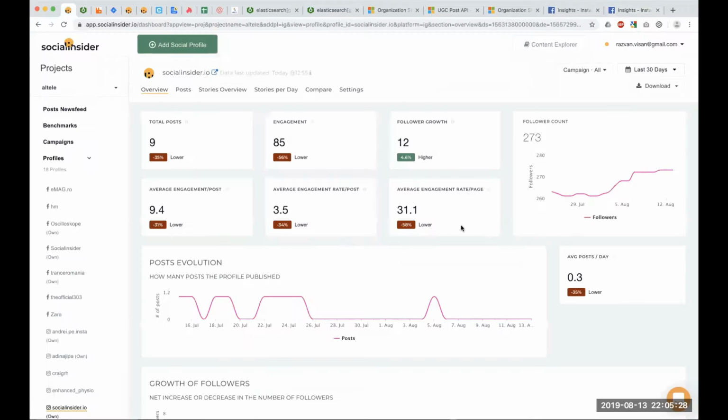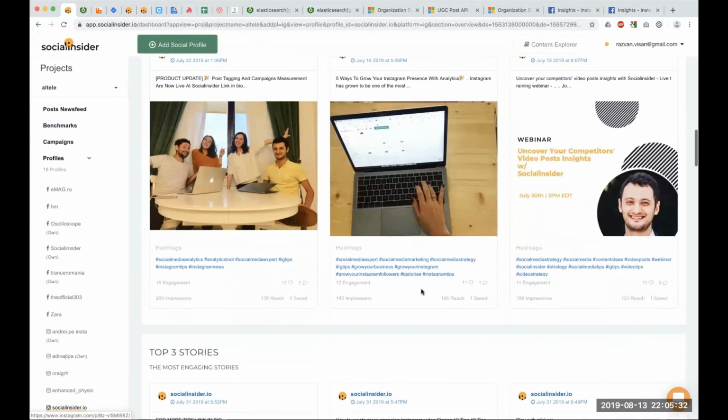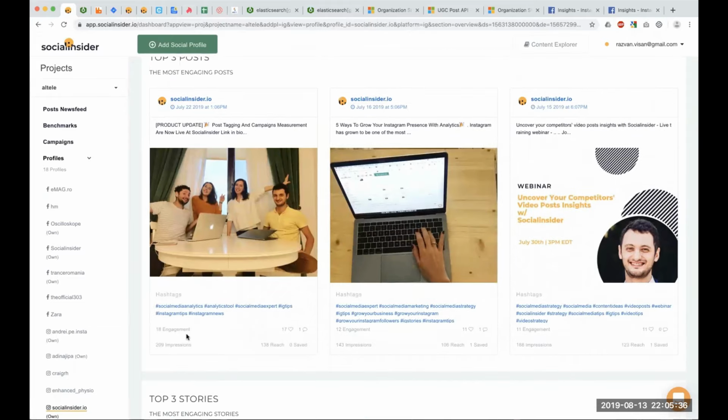Okay, let's see what we have in Social Insider about these metrics. So you can see here in every post that we post, you can see the number of impressions, 209, and 138 reach. So reach is always going to be a number that's smaller than the impressions. 0 saved, 1 saved, 1 saved.